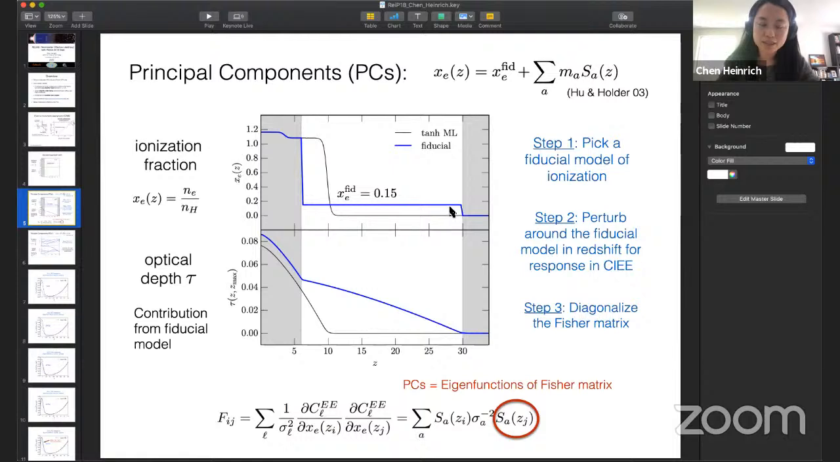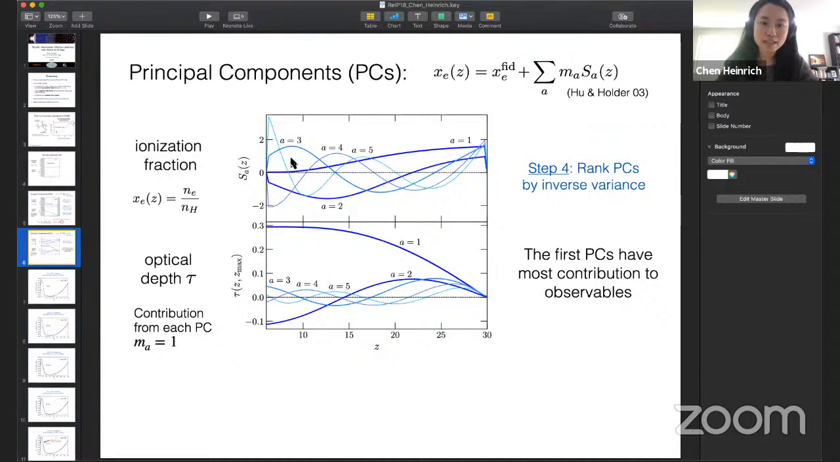You basically pick a fiducial model and then perturb around the fiducial model to get a Fisher matrix that looks at the response of the data, CLEE as a function of all your observable CLEE, as a function of ionization in the particular redshifts. You do the diagonalization, you get the eigenfunctions of the Fisher matrix as your principal components, which I will denote here as SA. This is what they look like.